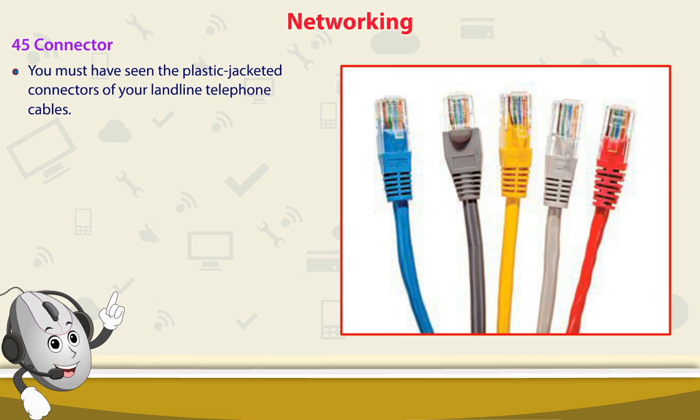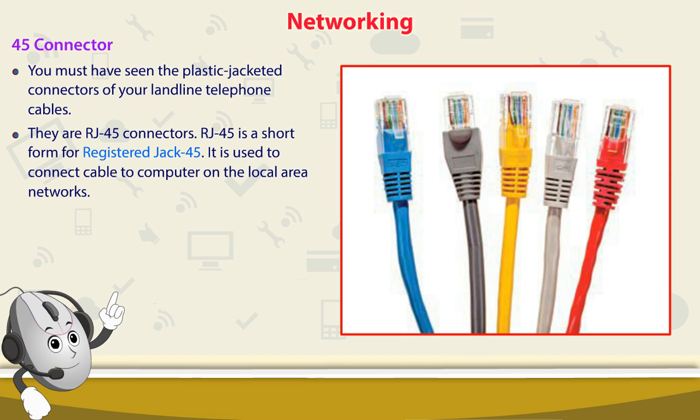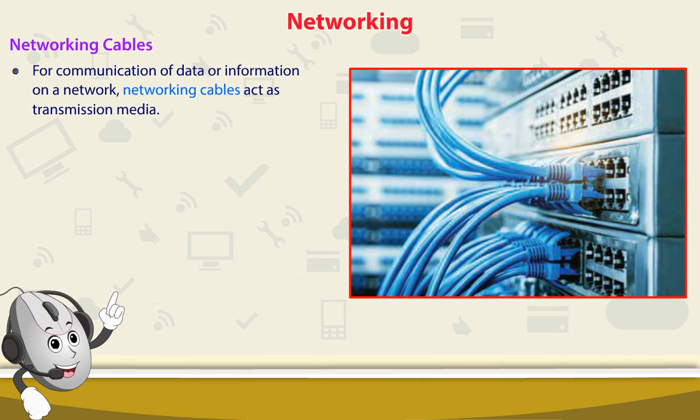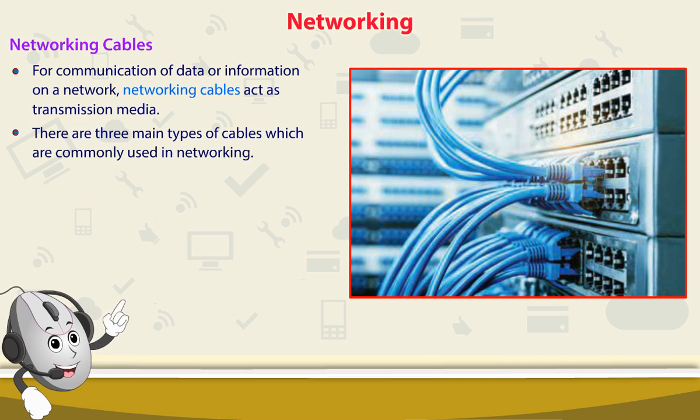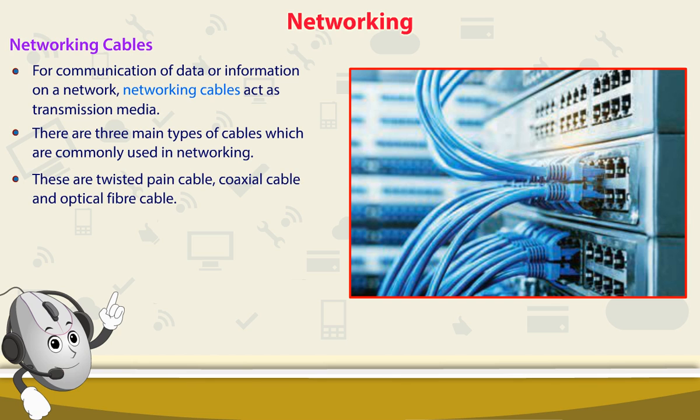RJ45 connector. You must have seen the plastic jacketed connectors of your landline telephone cables. They are RJ45 connectors. RJ45 is a short form for Registered Jack 45. It is used to connect cable to a computer on the local area network. Networking cables. For communication of data or information on a network, networking cables act as transmission media. There are 3 main types of cables which are commonly used in networking. These are twisted pair cable, coaxial cable, and optical fiber cable.